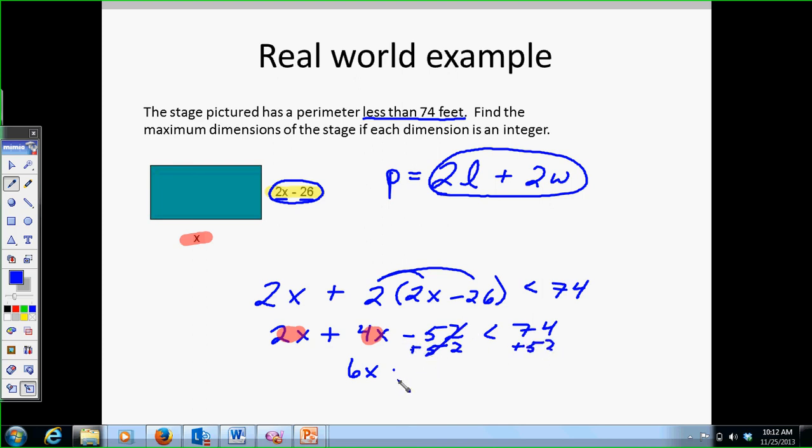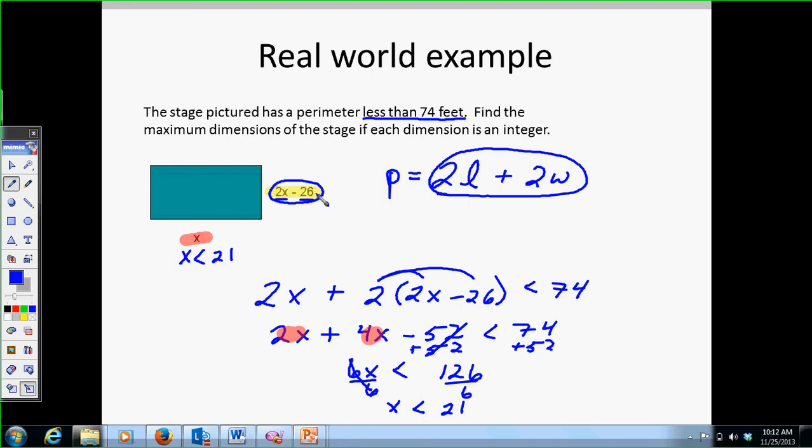And so these cancel, so 6x is less than 74 plus 52 gives me 126. Now I divide by 6 on each side. These cancel. X is less than 126 divided by 6 in my calculator is 21. So now that we have x is less than 21, let's go back and see what the question is asking. Find the maximum dimensions. So that means I need to know what each side is. So x has to be less than or at most 21.